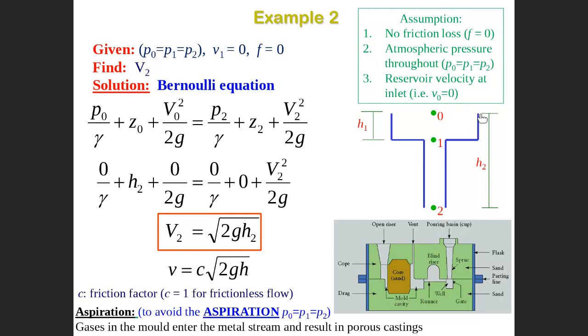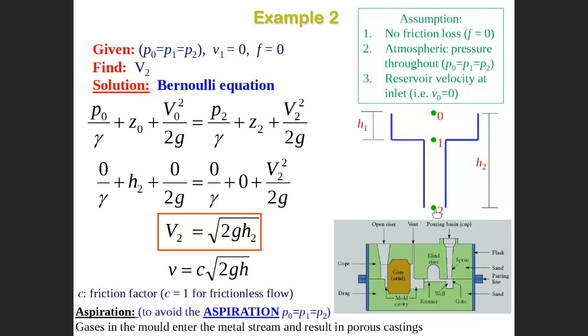There is one very, very important assumption we're going to consider also. Please listen to me carefully. We have what we call atmospheric pressure throughout. What does that mean? Pressure at 0 equals pressure at 1 equals pressure at 2. All pressures are the same, equal to atmospheric pressure. So we would like to maintain the same pressure for 0, 1, and 2. This means that the pressure at 1 is atmospheric pressure, and the pressure at 2 is atmospheric pressure.